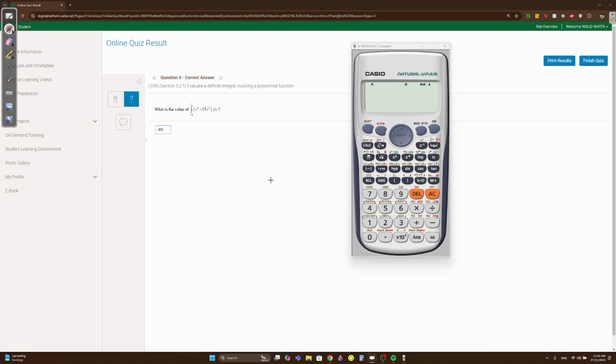Pretty sure some other schools did that as well. But anyway, my point is you won't be allowed integral signs definitely in the final. Okay, so how do you solve this?